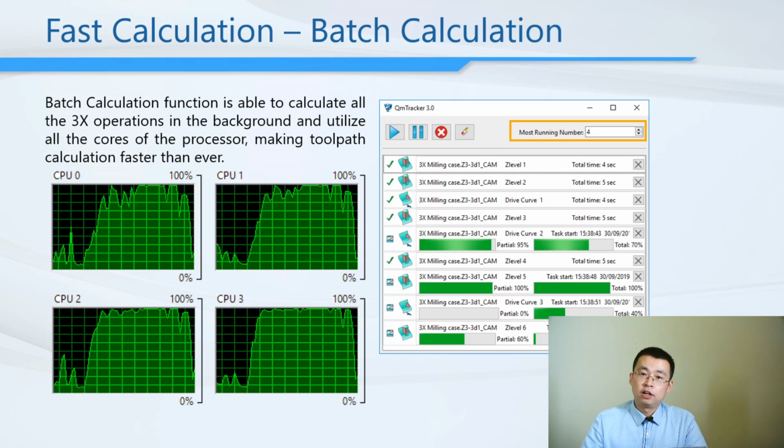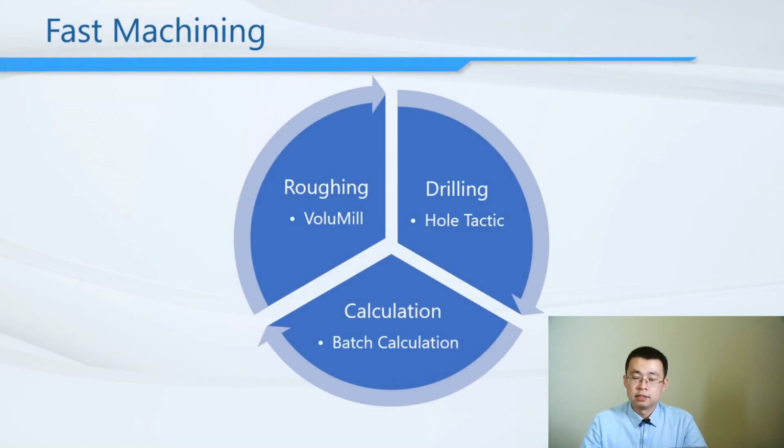I have just talked about 3 features in ZW3D to help us to experience fast machining. The first one, volume. This is the most efficient roughing strategy, available in 2-axis and 3-axis operations. It will drive the tool to cut deeper and faster, reduce the cycle time by up to 75%, and extend the tool life. It is easy to use and easy to learn.